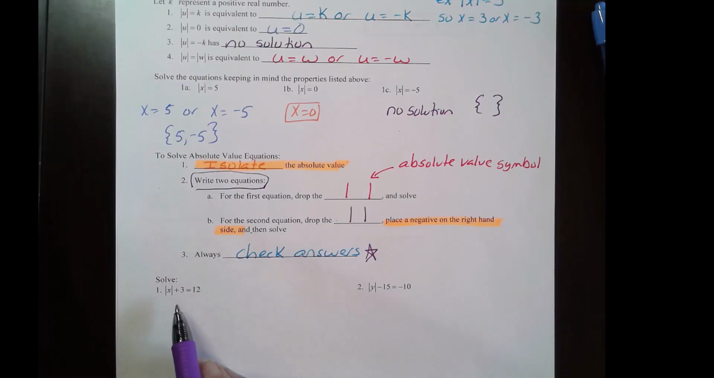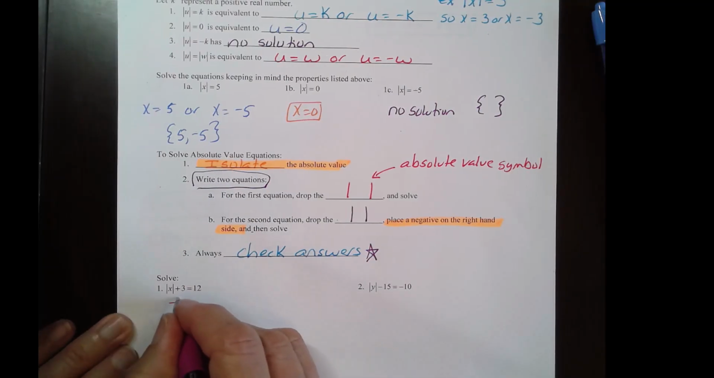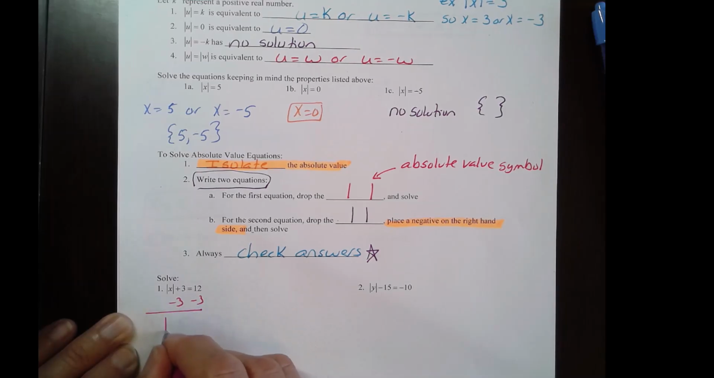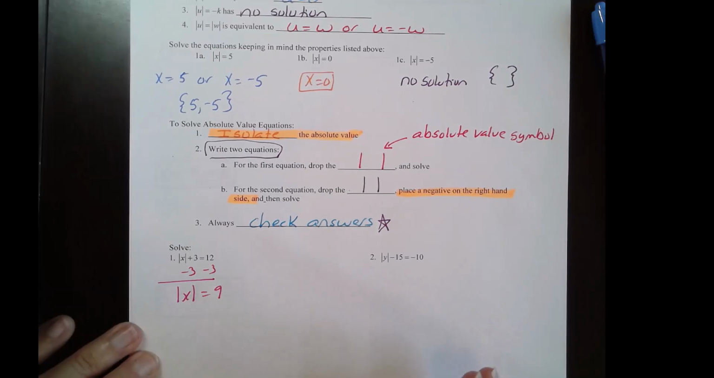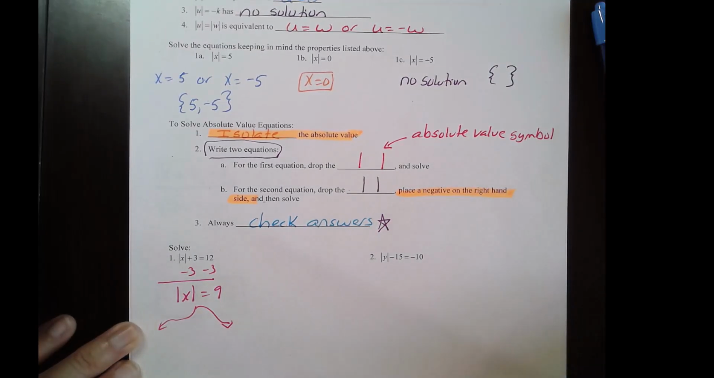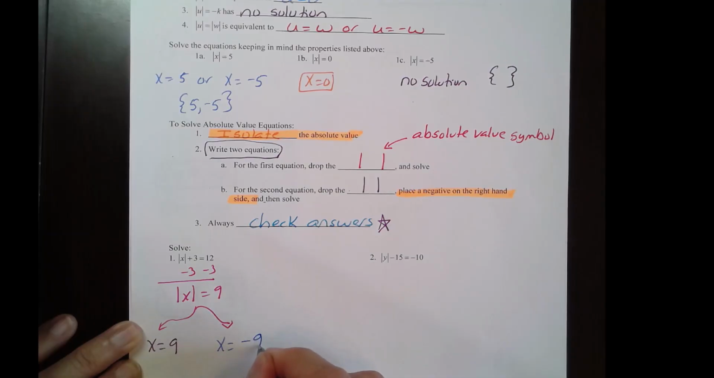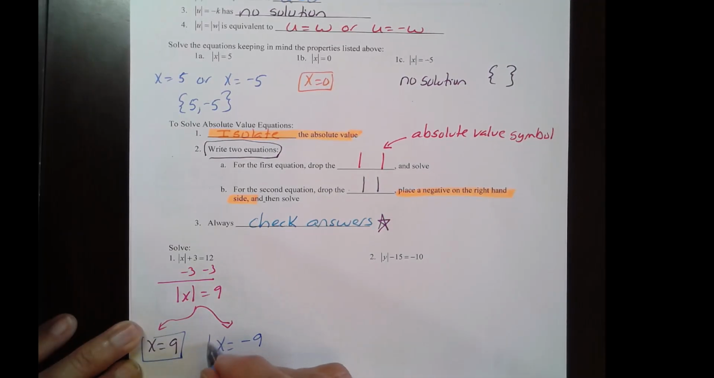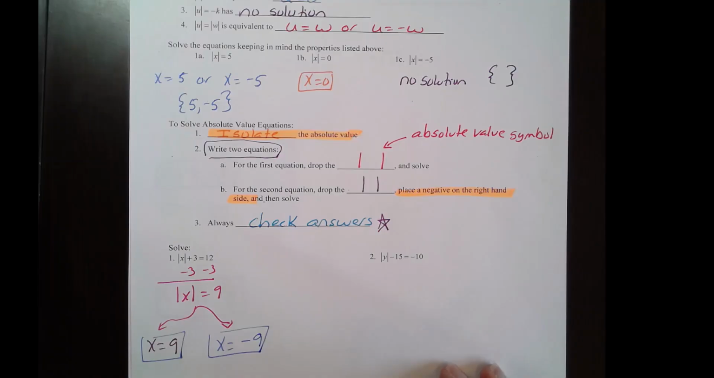First things first, solve. Number 1, the absolute value of x plus 3 equals 12. The first rule of thumb is to isolate, so we need to subtract over the 3. And we get the absolute value of x equals 9. Then at that point, it will fall under property 1, so we're going to break that up into two equations. The first equation, we just drop off the absolute value, so x equals 9. The second equation, drop off the absolute value and equal it to a negative 9. Those equations are already solved for you, so therefore, they're your answers.